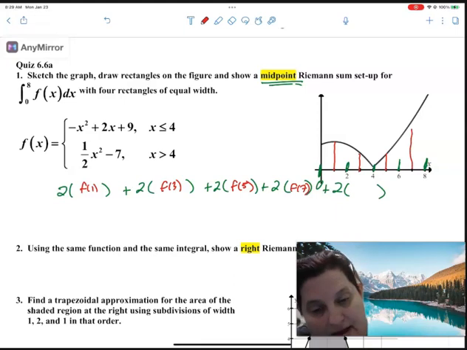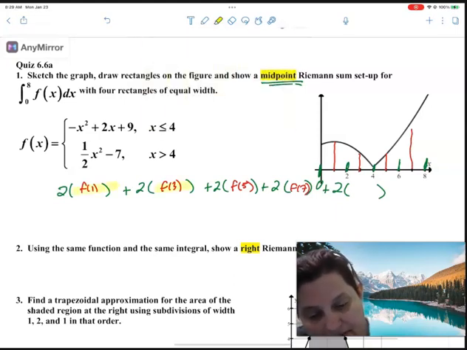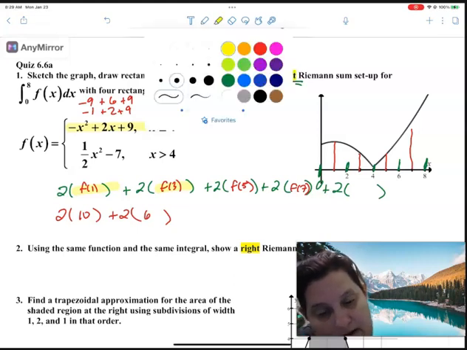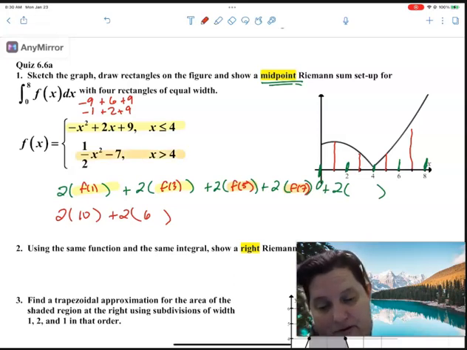Well, here's the thing. For these two, f of 1 and f of 3, those are less than 4, so I've got to plug them in here. If I plug in 1, I get negative 1 plus 2 plus 9. That's 10. And if I plug in 3, I get negative 9 plus 6 plus 9. Now, for these two, f of 5 and f of 7, I'm going to need to plug in here because those are bigger than 4.